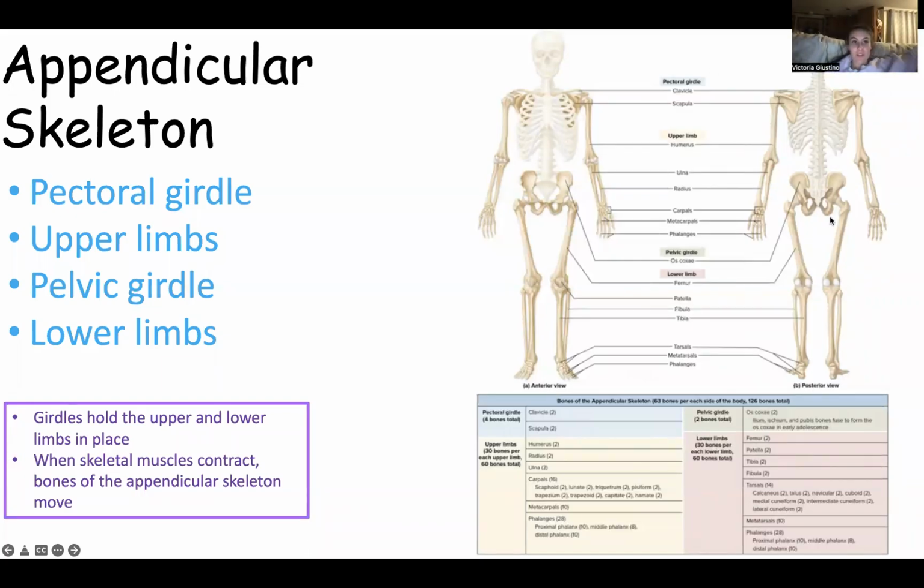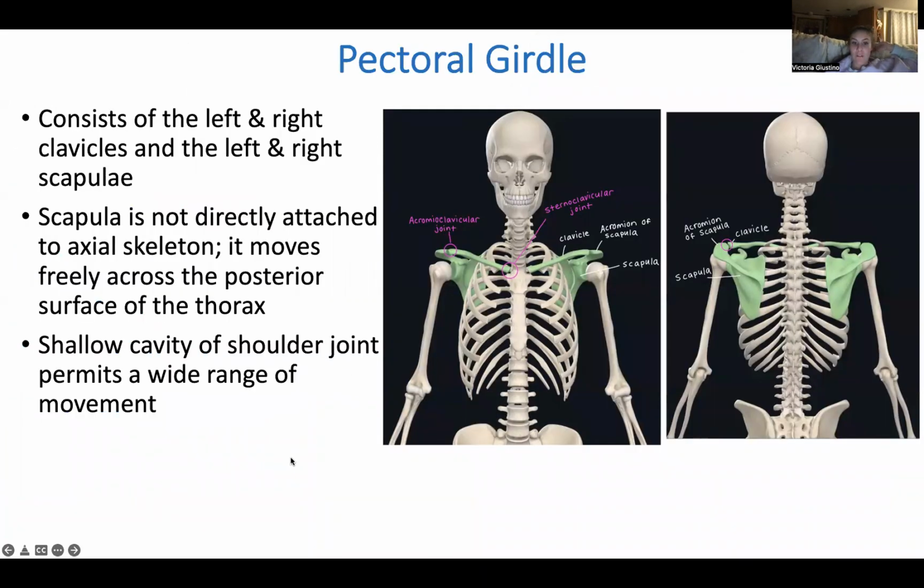Guys, I'm gonna go over the appendicular skeleton. So the appendicular skeleton consists of the pectoral and pelvic girdles, which hold your upper and lower limbs in place. Okay. So starting off with the pectoral girdle, the pectoral girdle consists of the clavicle and the scapula, but the clavicle is the only portion of the upper appendicular skeleton that articulates with the axial skeleton.